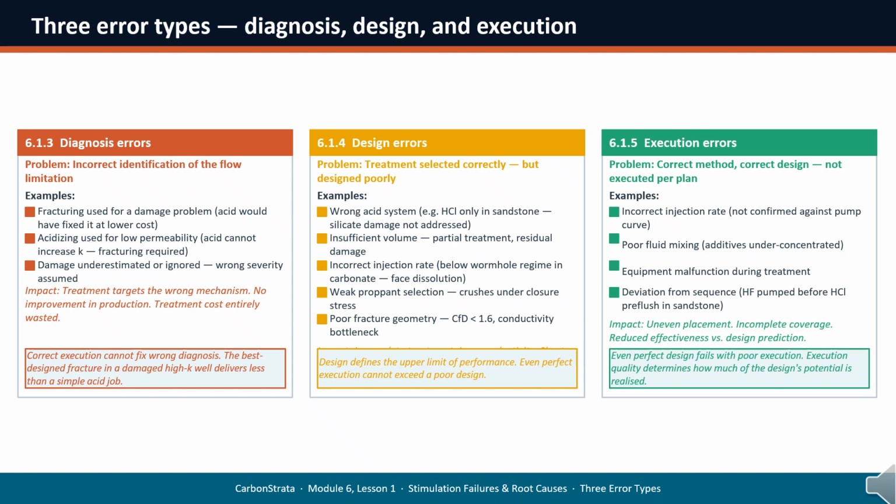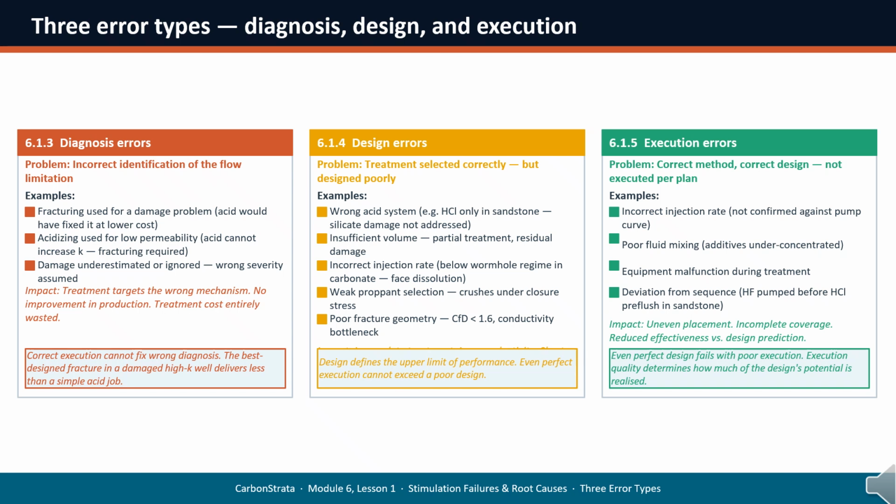Now define diagnosis error. Problem is identified incorrectly. The wrong mechanism is selected. Treatment targets the wrong system. No matter how well it is designed or executed, no improvement is possible. Now define key consequence. Execution quality cannot fix wrong diagnosis.